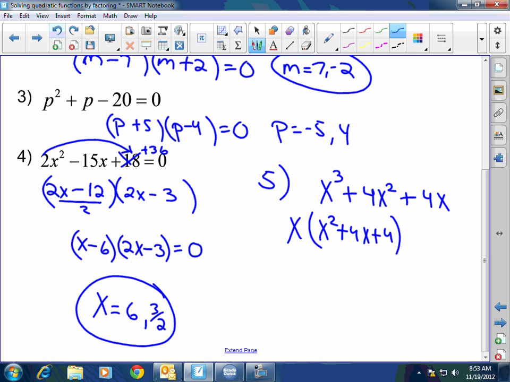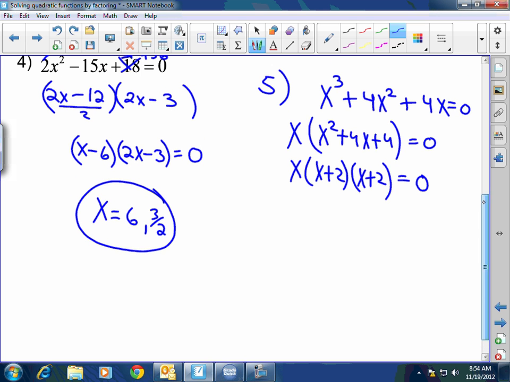That's a perfect square. So that's x plus 2 times x plus 2, right? Now check it out, guys. This was all set equal to 0, right? The beauty of the zero product property, it's as many terms that are multiplied together to equal 0. Each one of those terms will be 0. This no longer will be a parabola, by the way. This will now be what's called a cubic, okay?